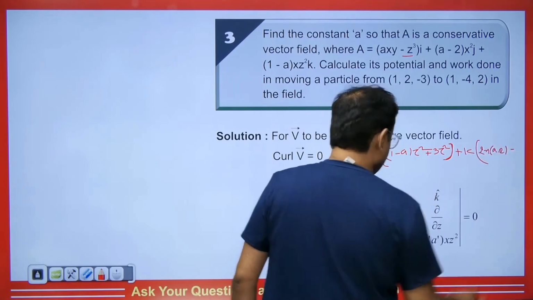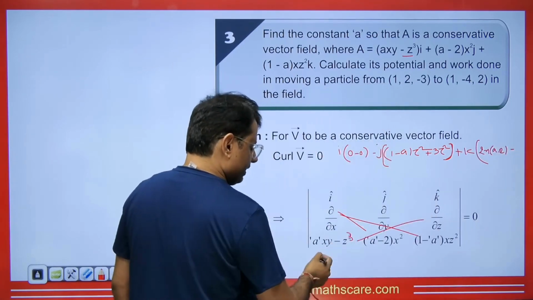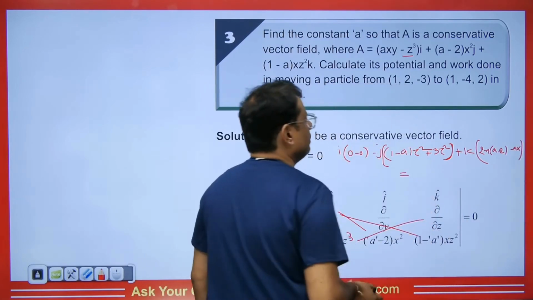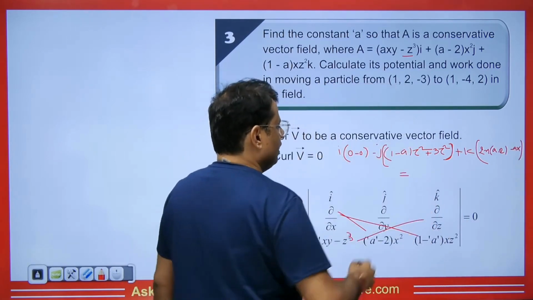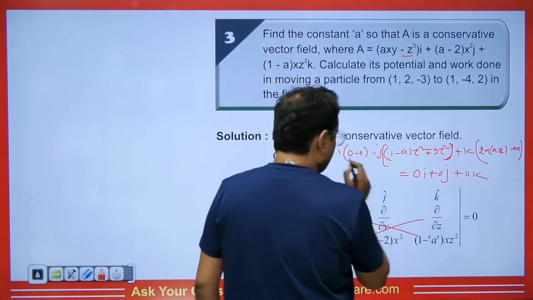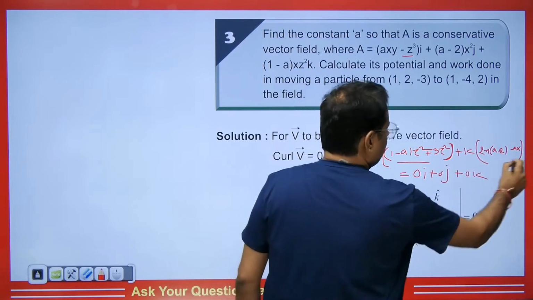And here, what will we do? We will do this with respect to y. Then we will get minus ax. Right? And we know that its value, what will we get? It is irrotational. So we know that this will be 0i plus 0j plus 0k. Right? And then we will equate the coefficient of all of these to 0, right?